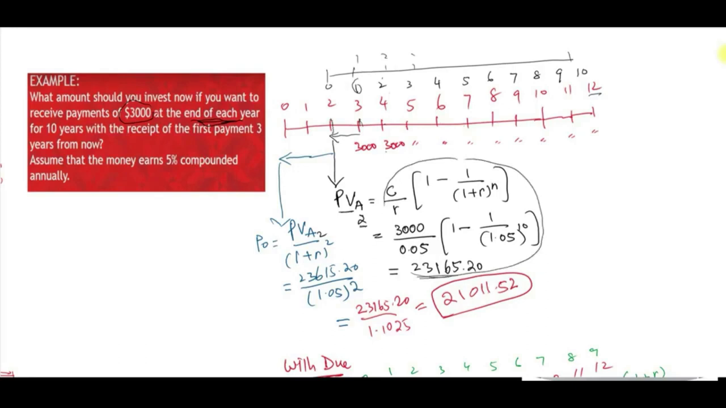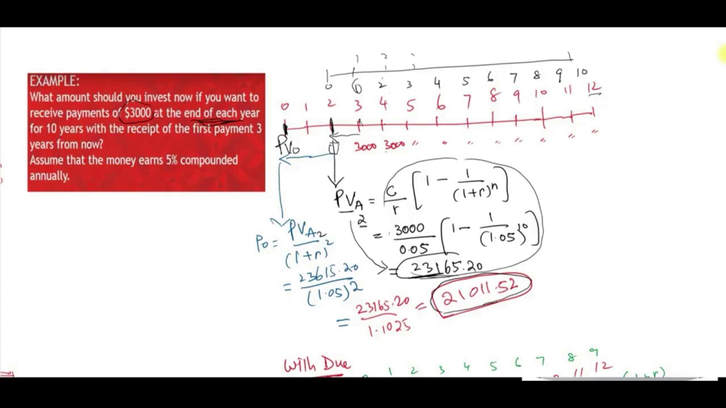So this answer would be at year 2. But we want our answer at year 0, not here, because it is after 2 years, so we want to get it back to PV0. It would be simple discounting: the present value of annuity answer at year 2 divided by (1 plus R) to the power 2. Our answer would be 21011.52.